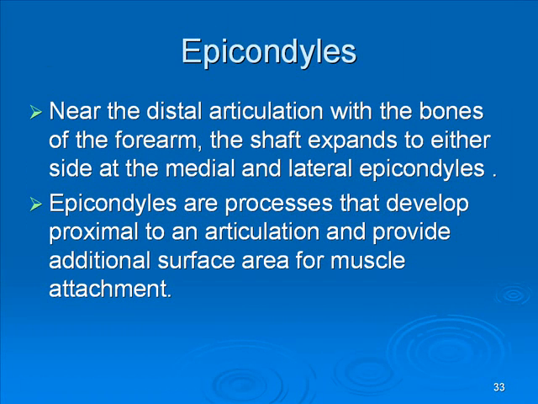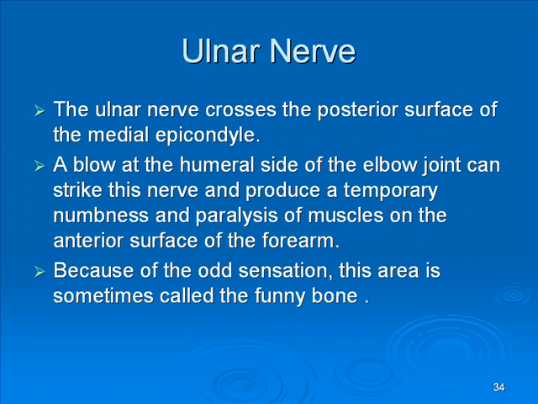Distal shaft expands to the medial and lateral epicondyles. The epicondyles are processes that develop proximal to the articulation and provide additional surface for muscle attachments. Now, the other nerve that's important in the upper arm is the ulnar nerve.